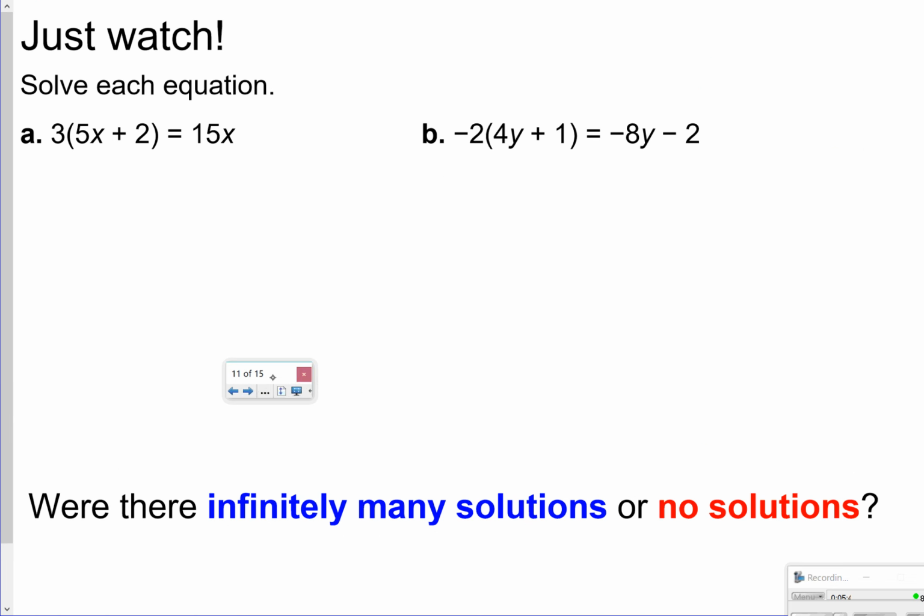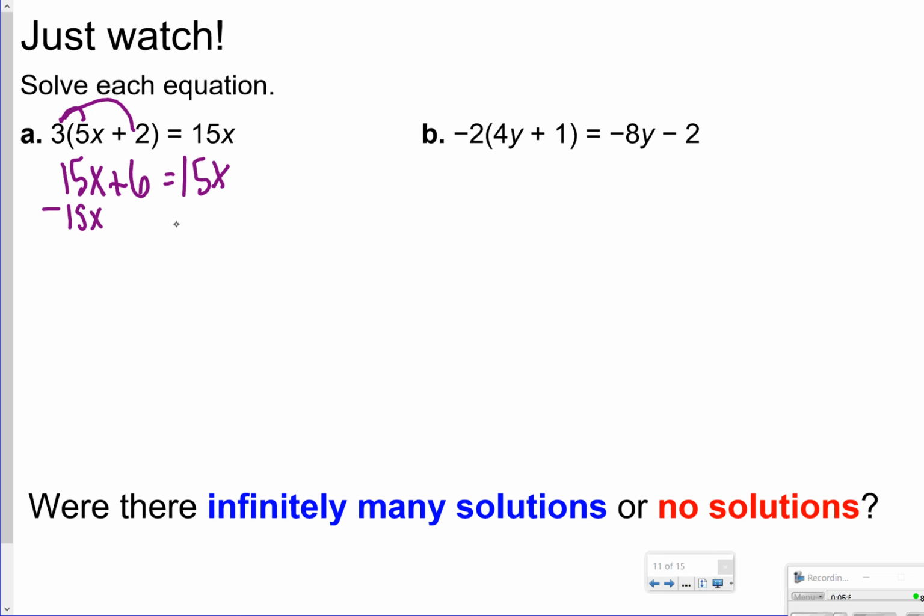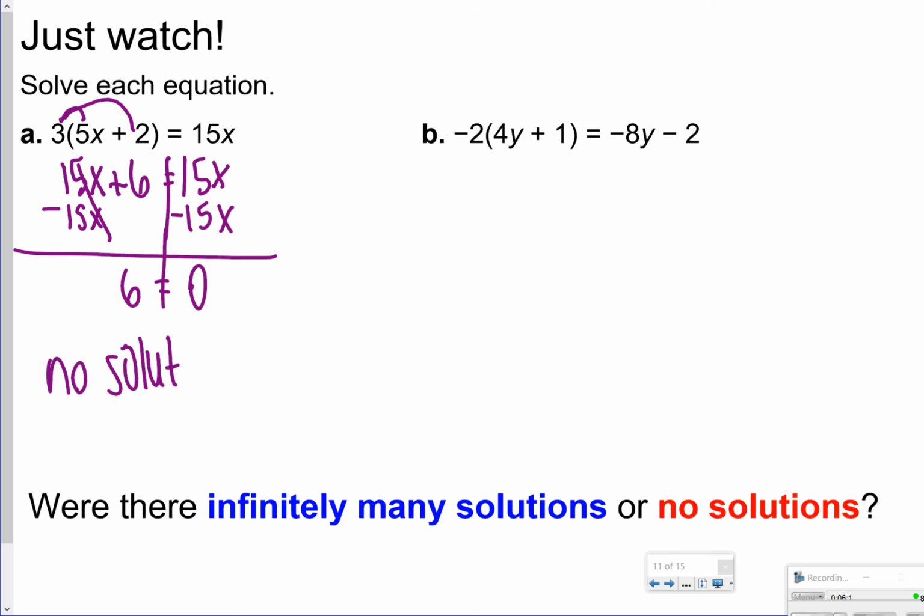All right, so here are some examples. I'm going to go ahead and solve letter A, so I have 15x after I distribute plus 6 is equal to 15x. And you can already see that when I start moving this 15x over to the other side, I'm going to have 6 is equal to 0. And that is not true, so there are no solutions for this one.